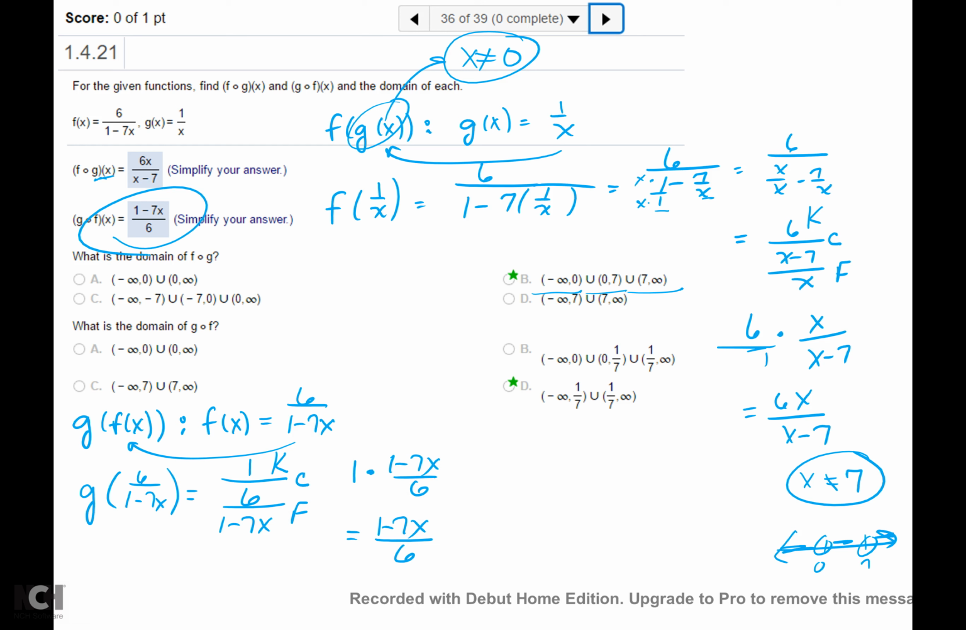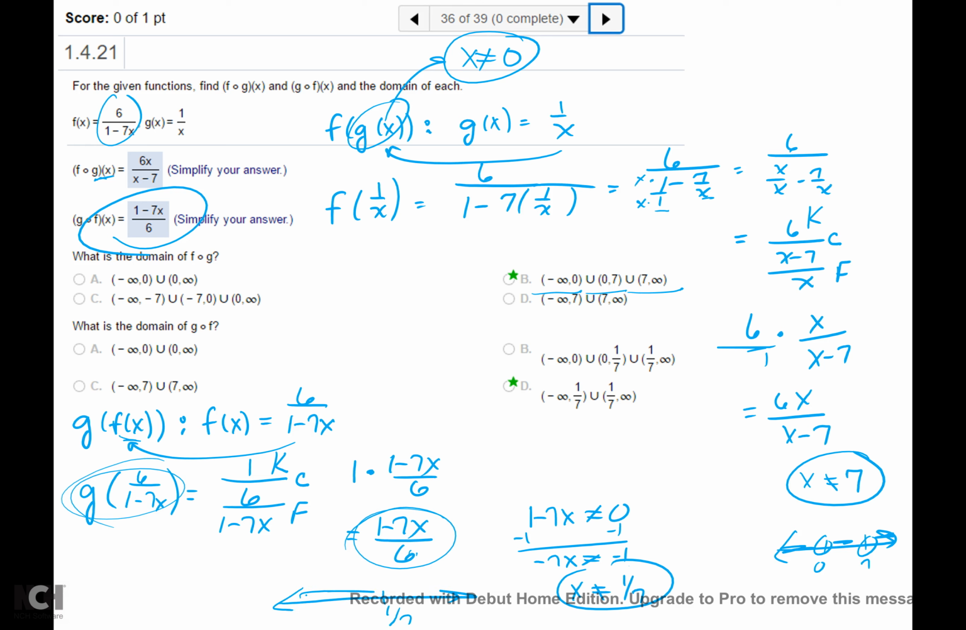Now, to get the domain for this guy, you have to find your domain of the inside first. And that domain says, Mr. Denominator, you may never equal 0. So, minus 1, minus 1, negative 7x can never equal negative 1. So, x can never equal positive 1 7th. And then I look at my domain of my composition. There's no drama here. Yeah, there's a denominator, but there's no variable in it. So my only domain restriction is x can't equal 1 7th. Well, if x can't equal 1 7th, but it can equal everything else, my domain is negative infinity to 1 7th, union 1 7th to infinity.